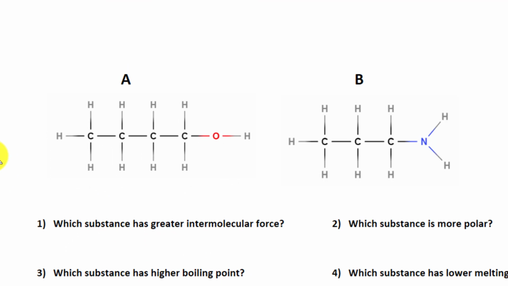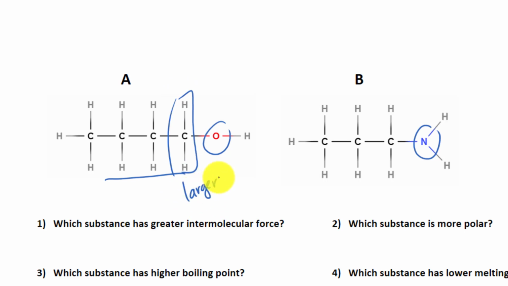Let's look at an example problem. Here I have compound A and compound B that look very similar, right? They look very, very similar, except you notice this has oxygen and this one has nitrogen. And this one is larger by this one particular set right here. So this one is larger. So the first question is this: which substance has the greater intermolecular force?